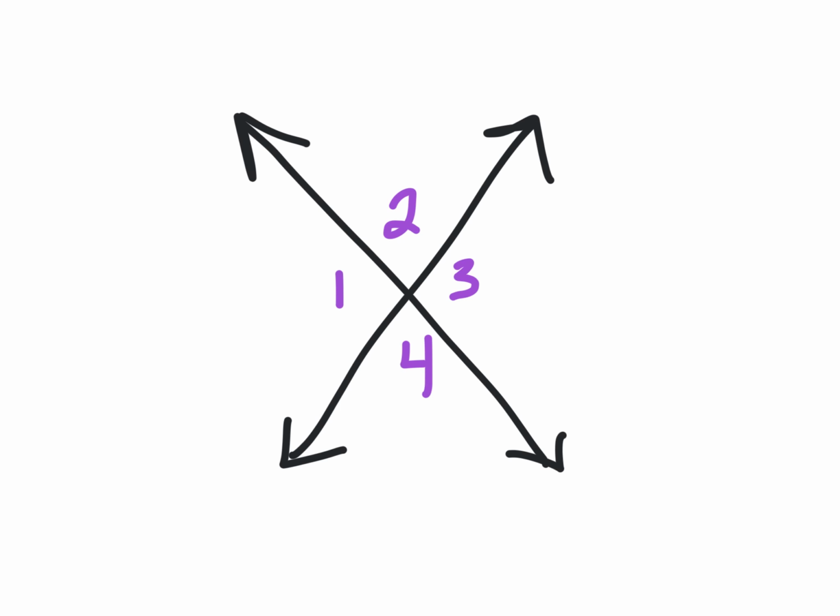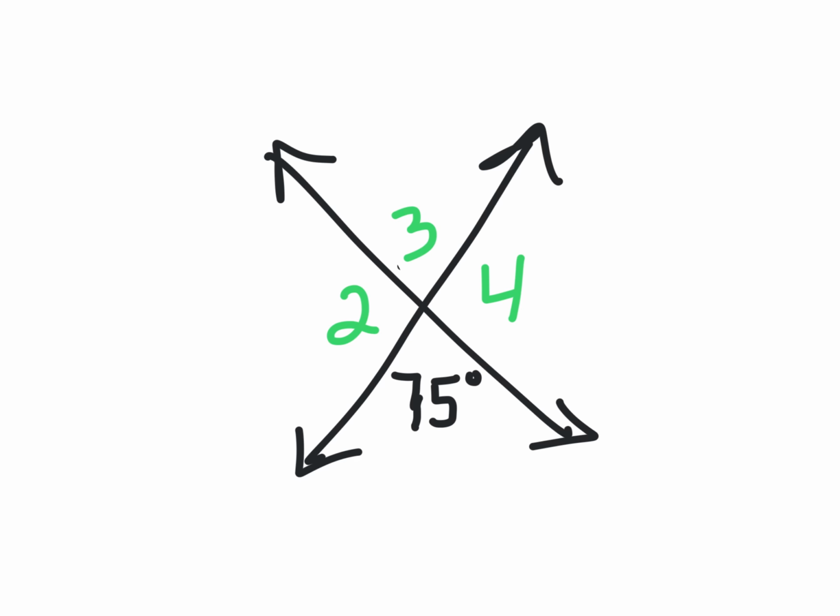Here are 2 sets of intersecting lines that create 4 angles and 2 pairs of vertical angles. So I hope you already picked them out, that 1 and 3 are a pair of vertical angles, and then 2 and 4 are the other pair. They're the ones that are across from each other.